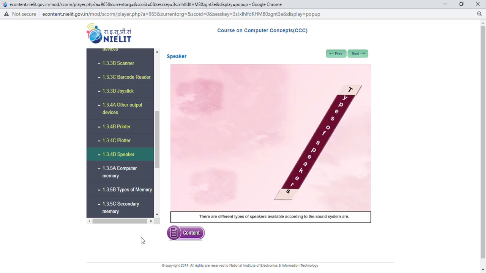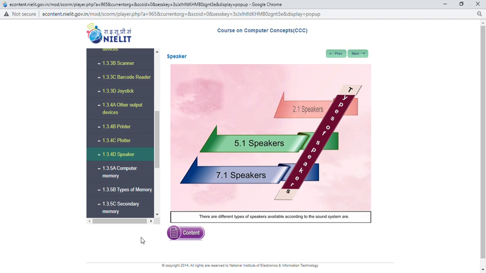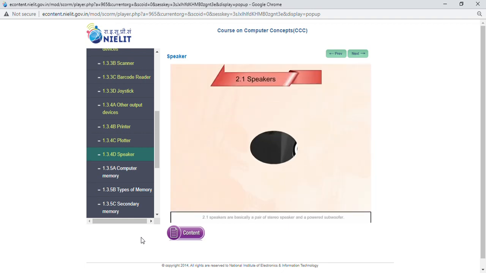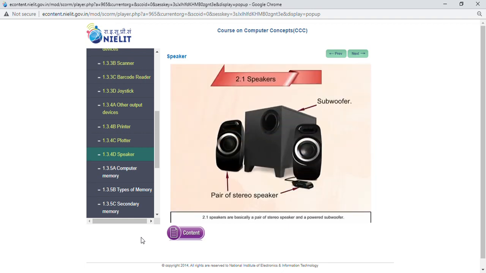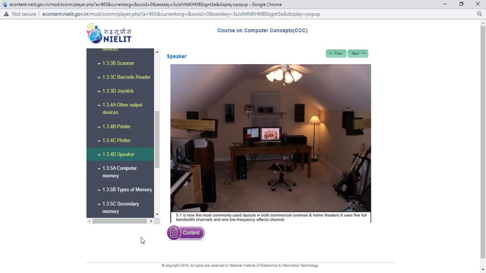There are different types of speakers available according to the sound system: 2.1 speakers, 5.1 speakers, 7.1 speakers. 2.1 speakers are basically a pair of stereo speakers and a powered subwoofer. 5.1 speaker is the common name for 6-channel surround sound multi-channel audio systems. 5.1 is now the most commonly used layout in both commercial cinemas and home theaters. It uses 5 full bandwidth channels and 1 low frequency effects channel.